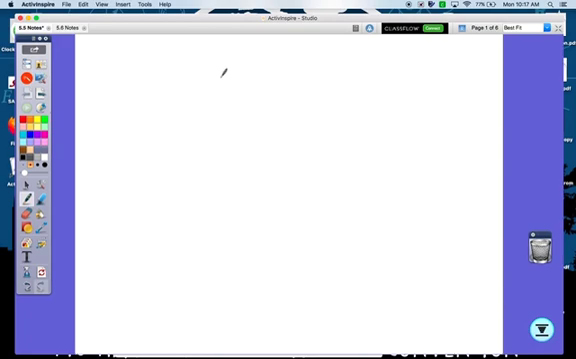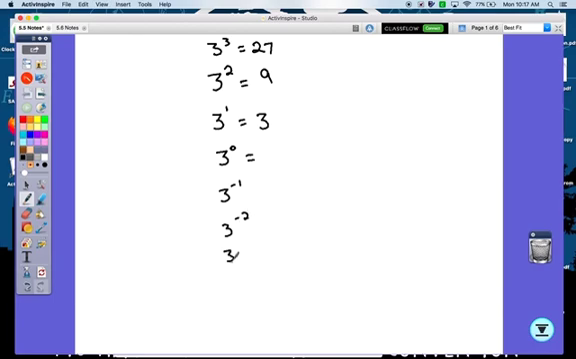All right, so let's just look and see here. If I had 3 squared, 3 squared is 9. And 3 to the first, that's 3. And I'll even go up here, 3 to the third. 3 times 3 times 3 is 27. Now if I continue this pattern on down, 3 to the 0th power, 3 to the negative 1, 3 to the negative 2, 3 to the negative 3.